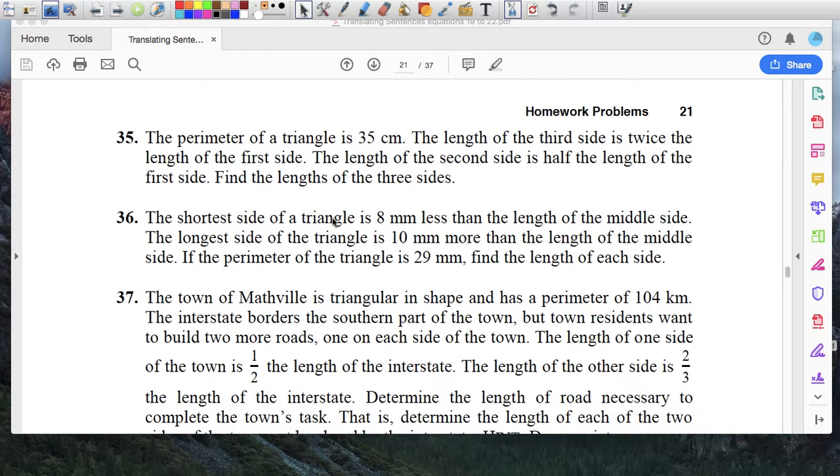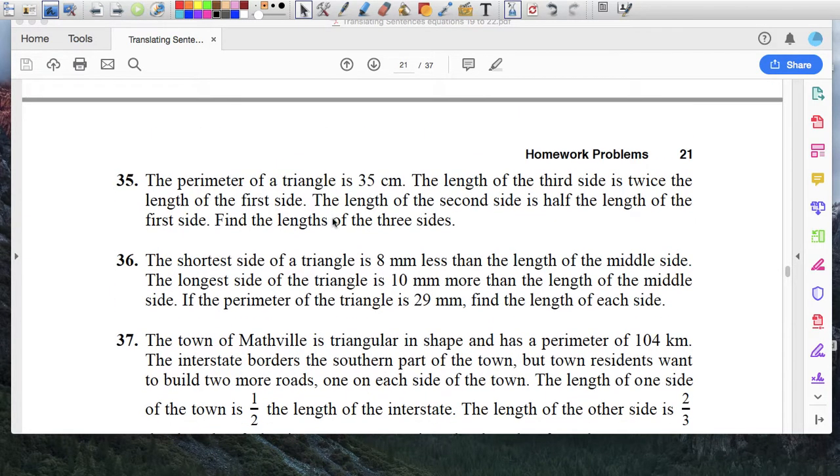So they're all being compared to the first side, right? So let's call the first side x. Let's go back to the other description. The length of the third side is twice the length of the first side. So if the first side is x, the third side has to be 2 times x, twice the value of the first side. And the length of the second side is half the length of the first side. So the second side is whatever the first side is divided by 2.